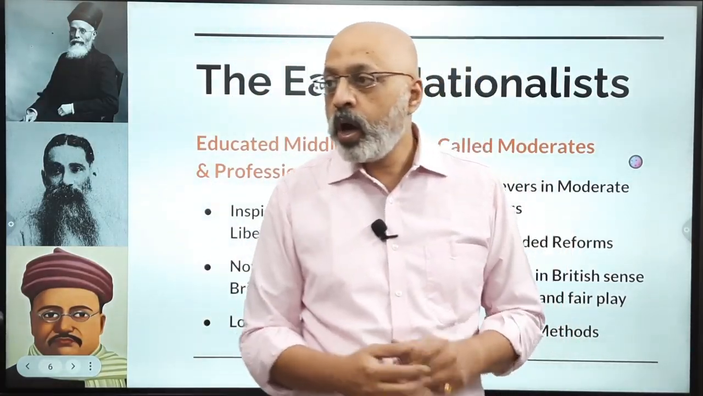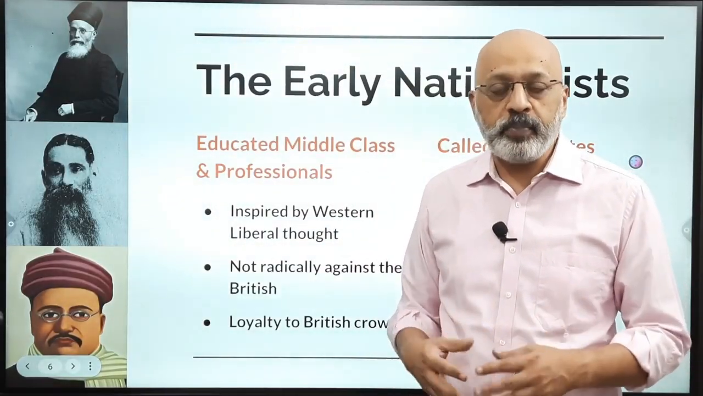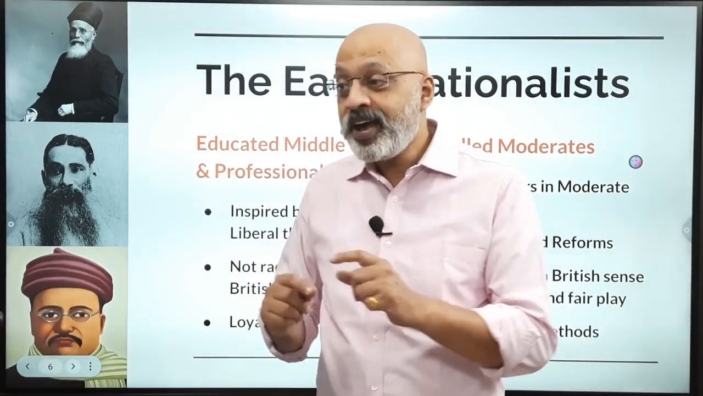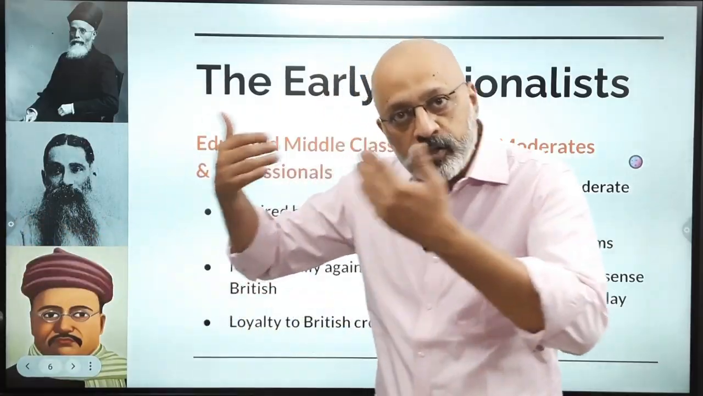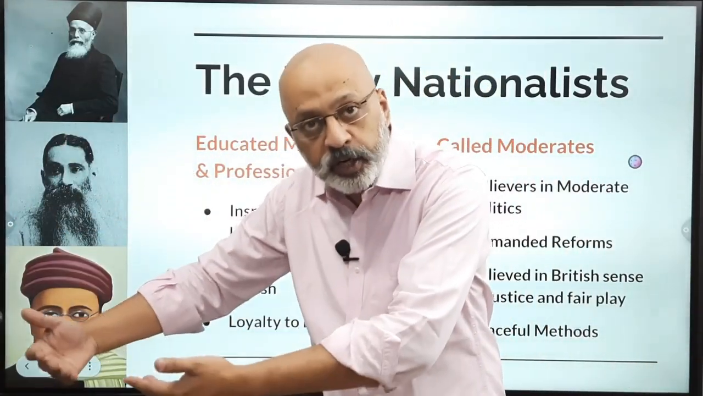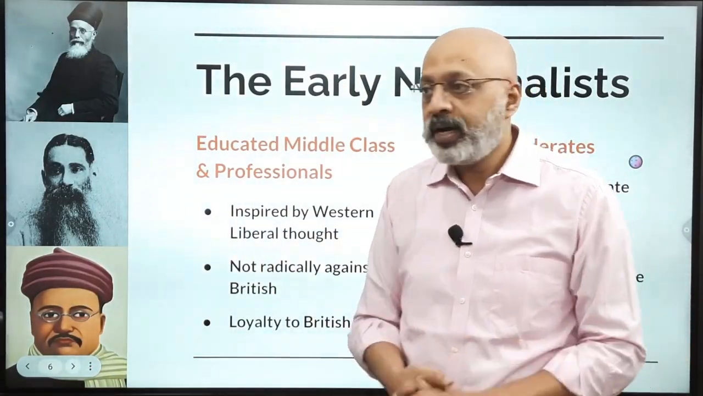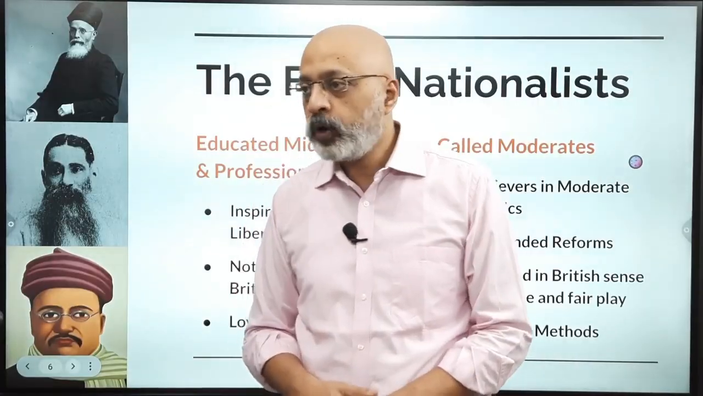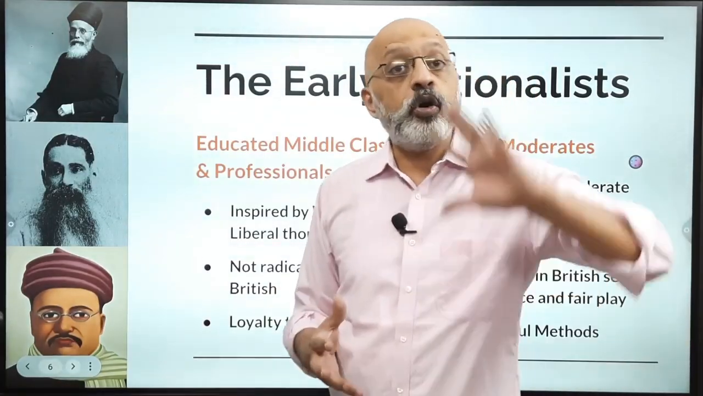Now, what is home rule? Home rule meant dominion status for India under the British Empire. Now, what is dominion? Dominion means that one is ruled by another body. So India will continue to be ruled by the British, but India would have some semblance of self-rule. That's what essentially home rule meant. And they felt that the UK would help Indians govern themselves according to Western standards.